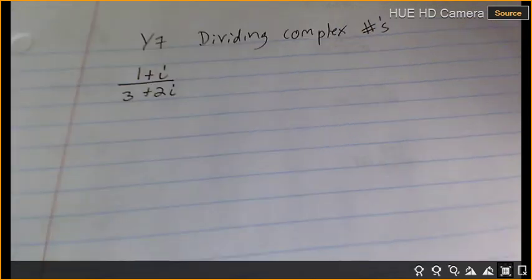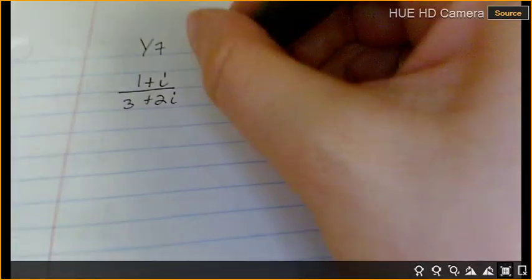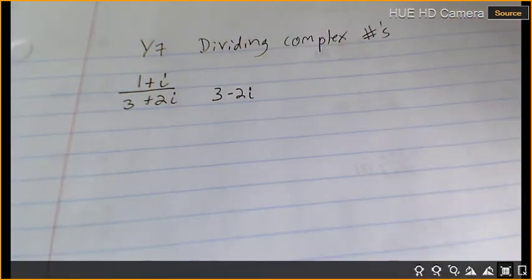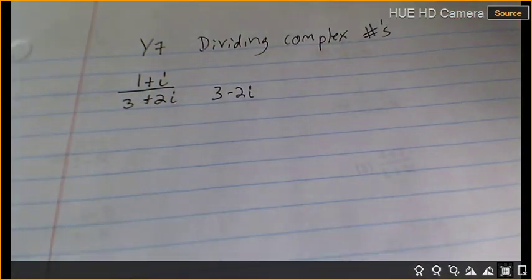Okay, so in order to get rid of that, we are going to multiply the top and bottom by the conjugate. Okay? And now the conjugate is when we look at the bottom of my fraction, the conjugate is 3 minus 2i. But we can't just multiply it on the bottom, we have to also multiply it on the top.